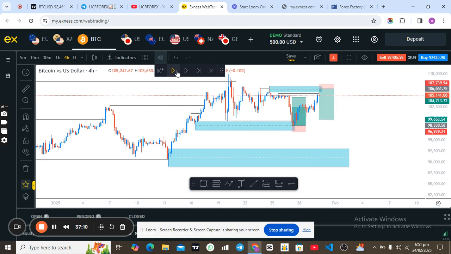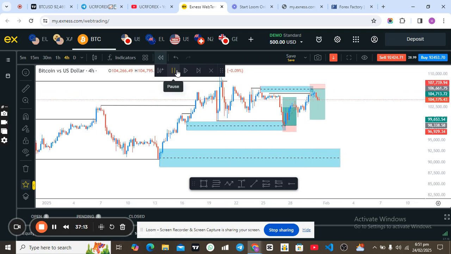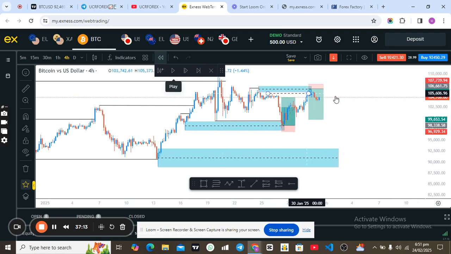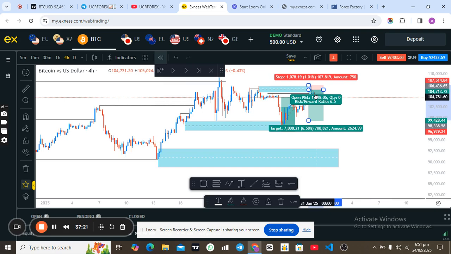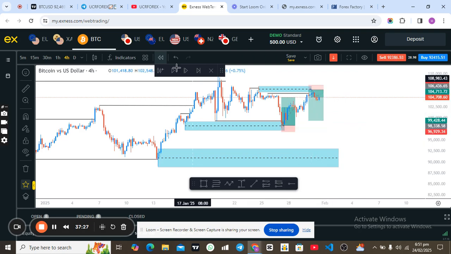Now we play price forward to see what really happened. Price has already activated that order. Sorry about that, I didn't even keep it at the half of it. So price has already activated that very particular order this way. Now we play price forward and see what really happened.